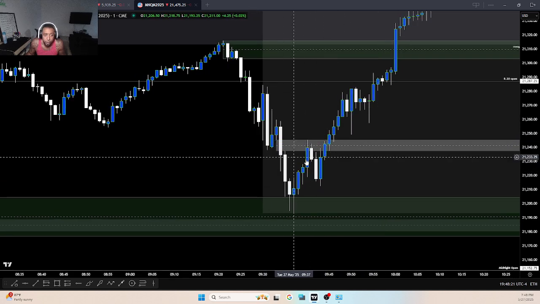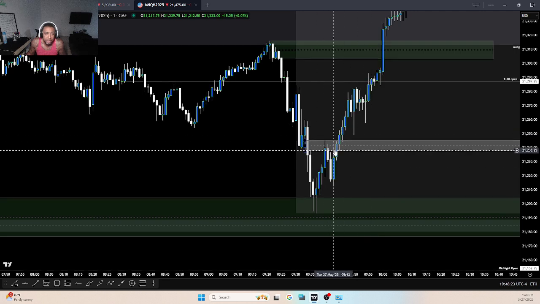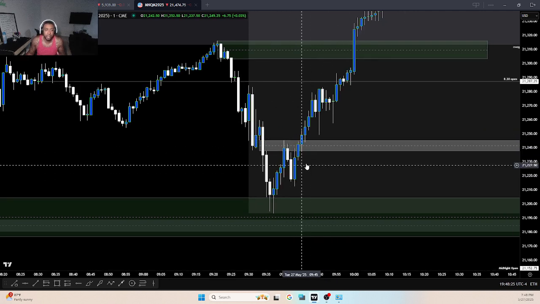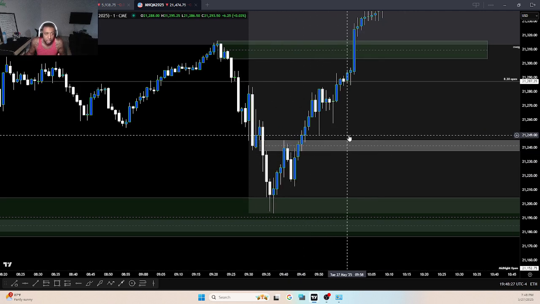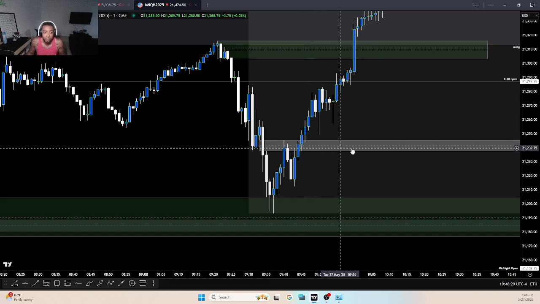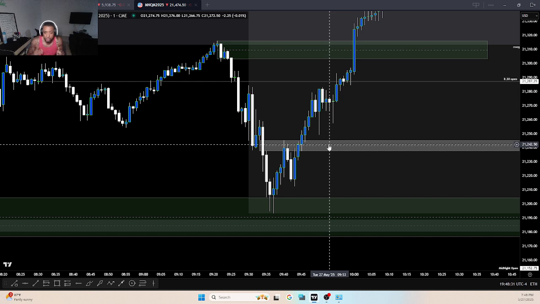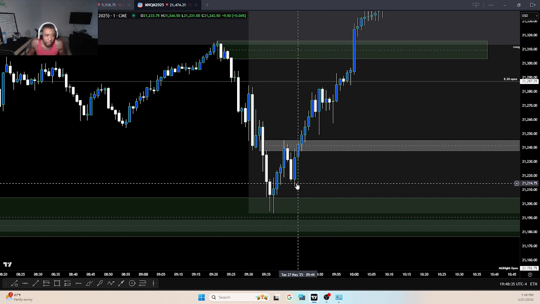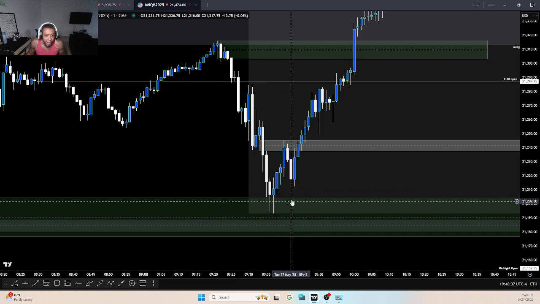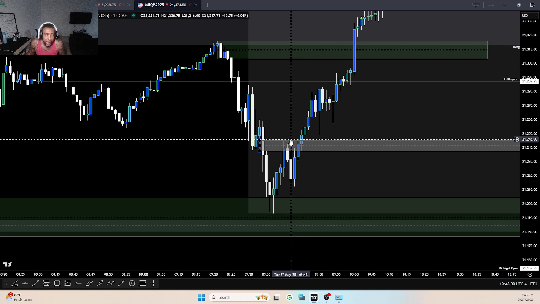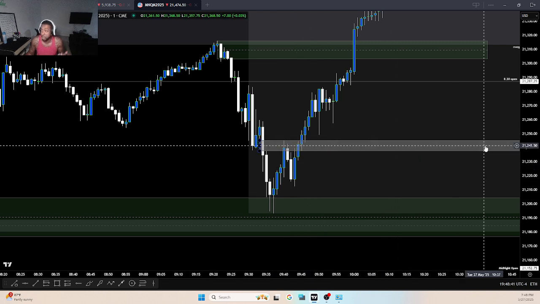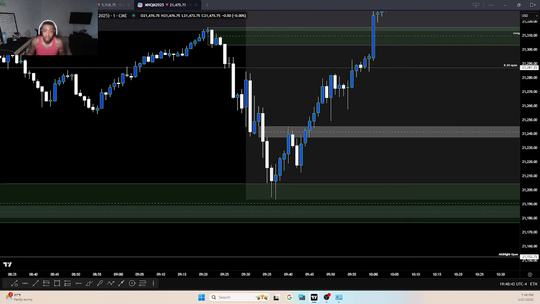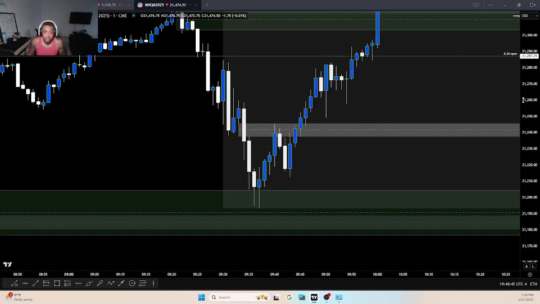Now, this is the first percentage fair value gap. This is a high time frame PD array that you actually want to have on your charts all the time, because you can take trades off of this level. Now, we get a tap into it, we get a displacement down. We make a higher low, and then we make a higher high from here, which is basically a market structure shift.